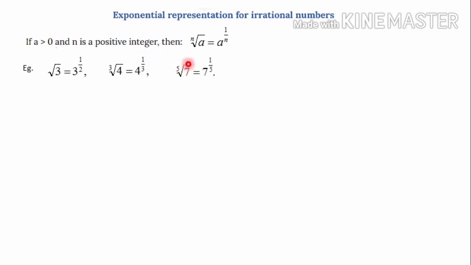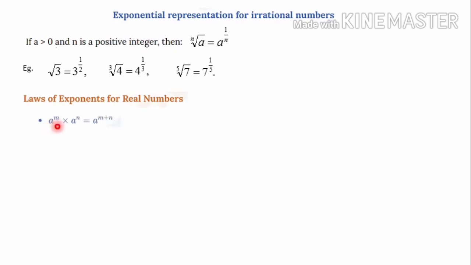Next, fifth root of 7. In the sense, 7 power, and what comes here is 5. You have to take the reciprocal, that is 1 divided by 5. 7 power 1 by 5 is the exponential form. Here 7 is the base and 1 by 5 is the exponent. You have studied some laws of exponents in previous years, so let's recall those laws.